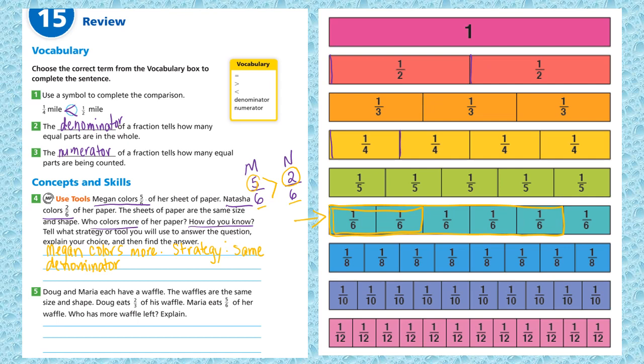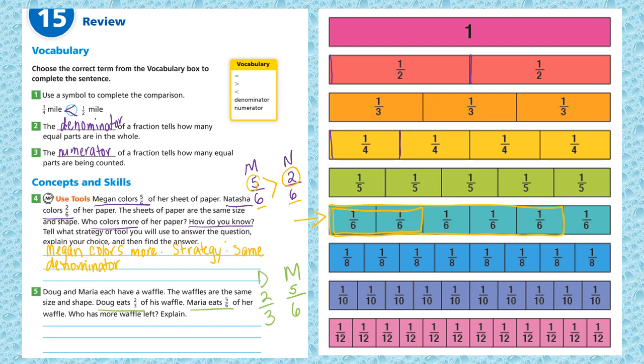Number 5, Doug and Maria each have a waffle. The waffles are the same size and shape. Doug eats 2/3 of his waffle. Maria eats 5/6 of her waffle. Who has more waffle left? Explain. So waffles are the same size and shape, and it's two people eating them. Doug eats 2/3. Maria eats 5/6. So here we have Doug with 2/3, Maria with 5/6.